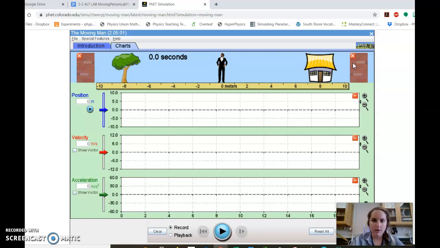All right, so let's look at this. We are starting from the origin. How do I know we're starting from the origin? Because we have 0 meters. We have 0 meters going in the positive direction and 0 meters going in the negative direction. We're just sitting at that origin line.